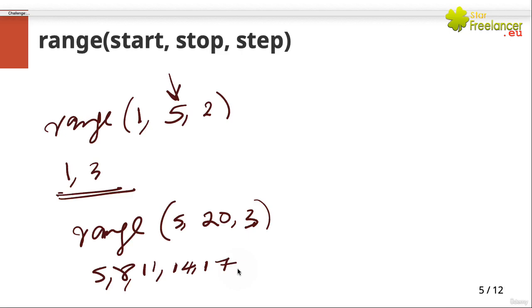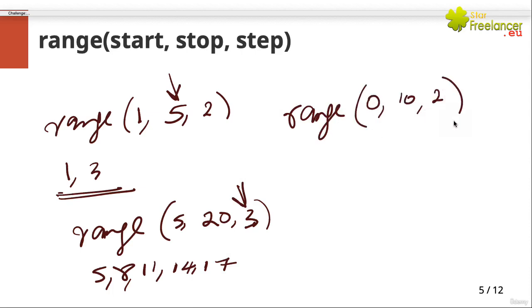Remember, we are adding what? 3, 3, 3. That is the meaning. Step of what? 3. What about something like this? Range, we say 0, 10, 2. Can you give me the answer? Very easy. Start from 0, continue to add 2. Now, I'm supposed to put 2, but you give me 10. I don't want to measure this.